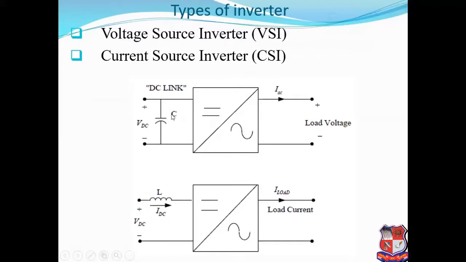Okay. So, voltage source inverter and current source inverter. The first diagram is shown here. This diagram is known for the voltage source inverter, and this is for the current source inverter, in which an inductor is added in series to the DC source to make it a current source.